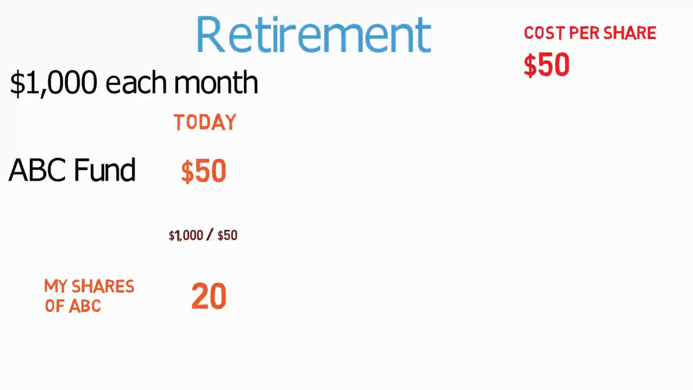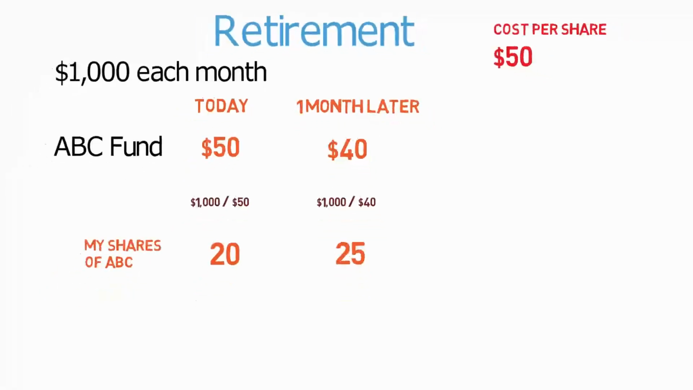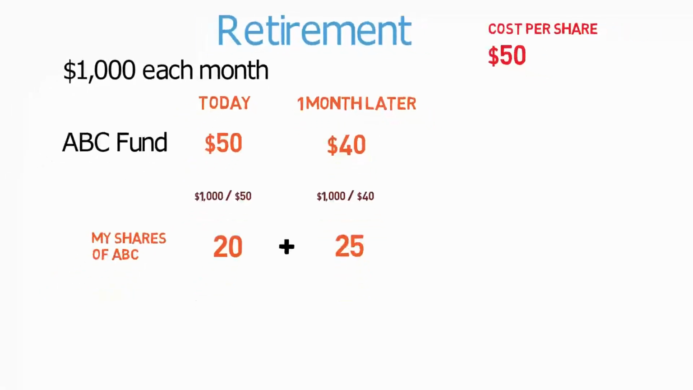Simple enough. Well, next month, ABC falls to $40 per share. You invest the same $1,000 this month that you did last month, but this time you get 25 shares because the price is lower. $1,000 divided by 40. At this point, you own 45 shares, and you have invested a total amount of $2,000, making your cost per share $44.44, which you get by dividing $2,000, the total amount invested, by the 45 shares you own.